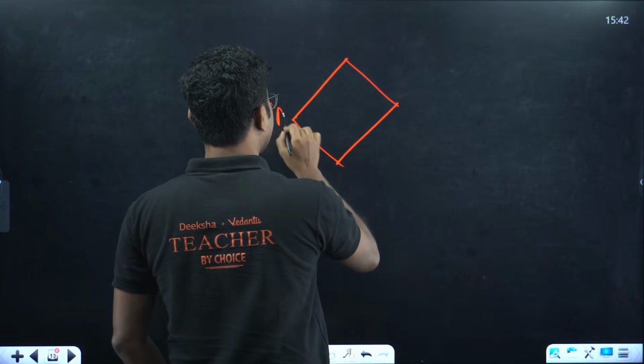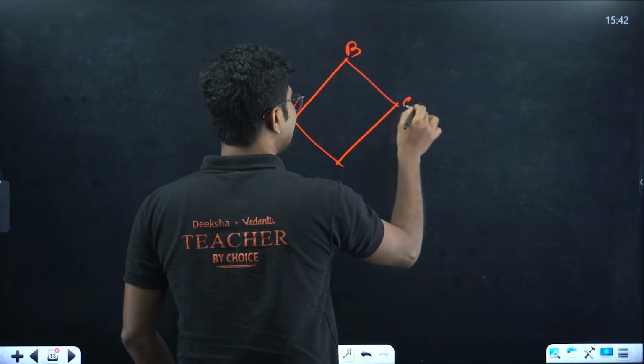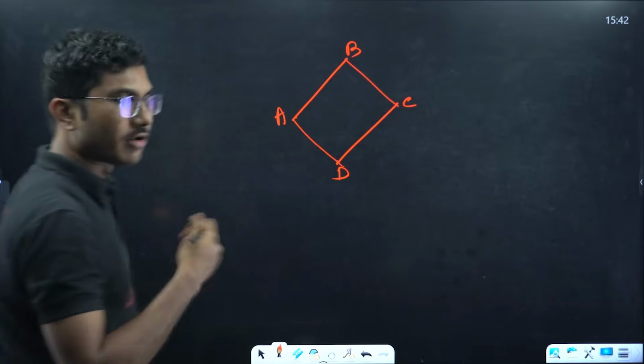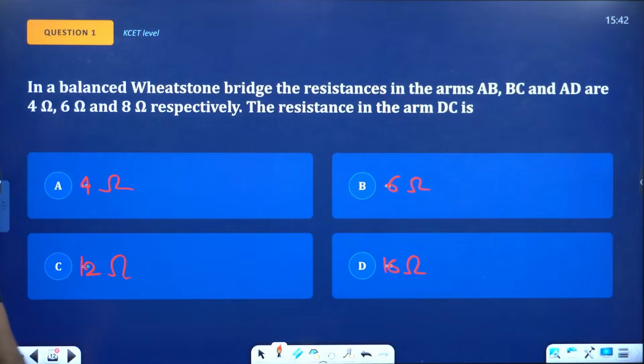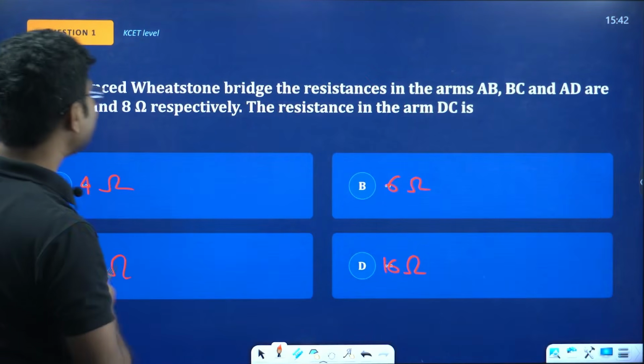Always remember it is A, B, C, D. This is the arm structure for a Wheatstone bridge. Standard arm structure is A, B, C, D. So AB, BC and AD are given.